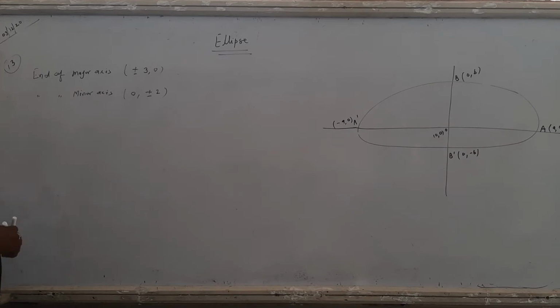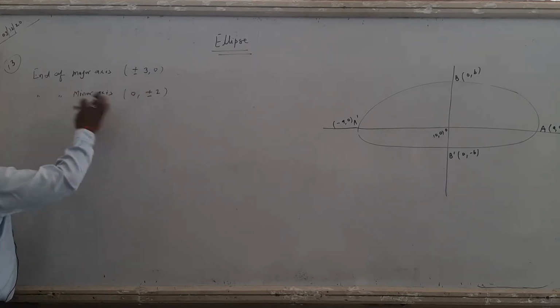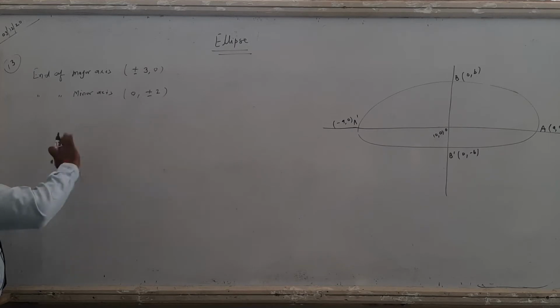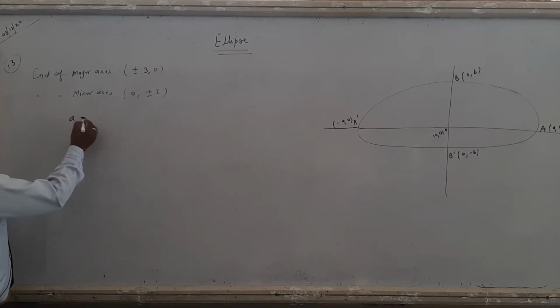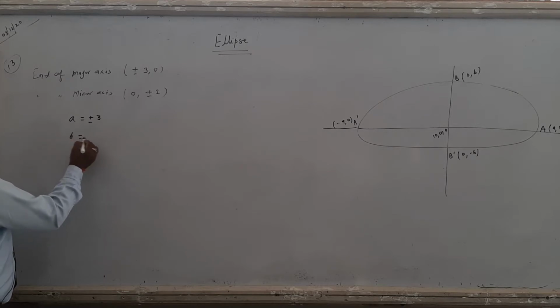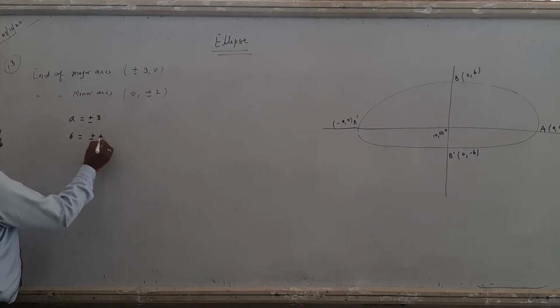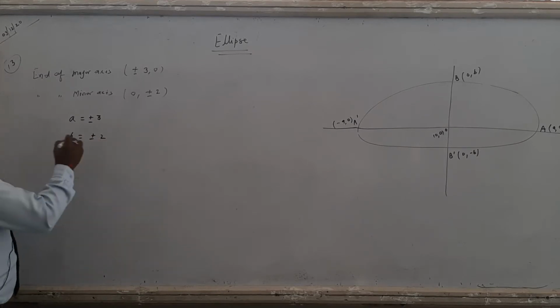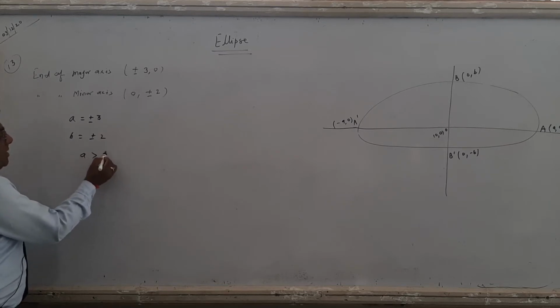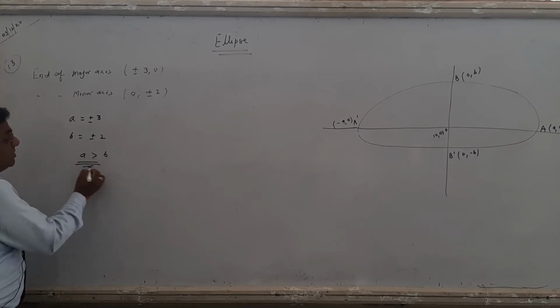Student, you will remember that to find the equation of the ellipse, we need two things, A and B. Right? Now look here. First thing, the end of the major axis, that means the end of the major axis is plus minus A, 0. So the value of A is 3, plus minus 3, and the value of B is plus minus 2. When A and B are given, A is 3, B is 2, then A is greater than B.